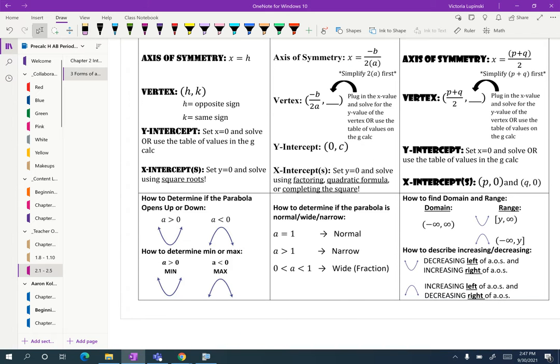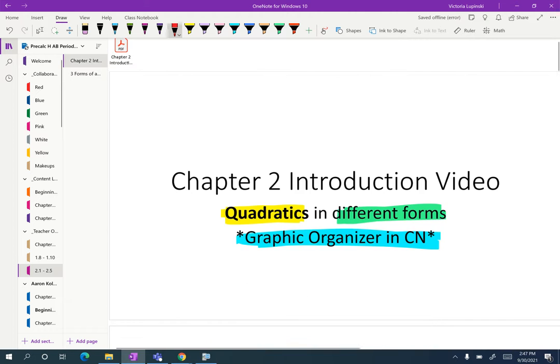How do you determine if the parabola is going to open up or down? How do you determine whether you're going to have a min or a max? How do you decide if the parabola is going to be the normal width, narrower, or wider? How do you find the domain and range in interval notation? And then how do you find the increasing and decreasing? And remember, increasing and decreasing, you're going to use parentheses only. So back to our video here.